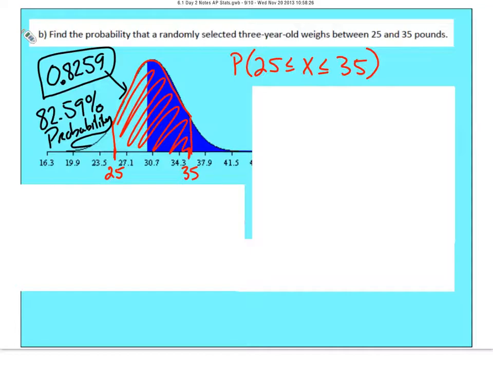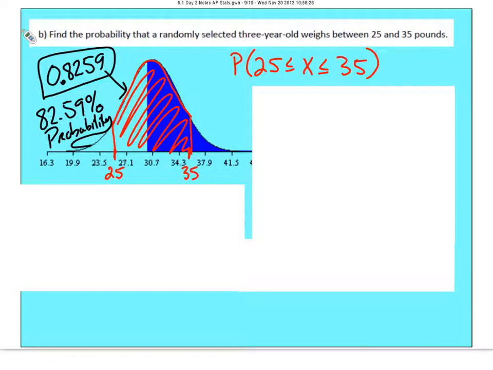All right, let's review another one. Find the probability that a randomly selected 3-year-old weighs between 25 and 35 pounds. So I'm back to the same curve. 25 and 35 pounds is this region. Now to find this region, the shorthand probability formula is the probability of my variable x being between 25 and 35. Let's again review what if we use the table for this.